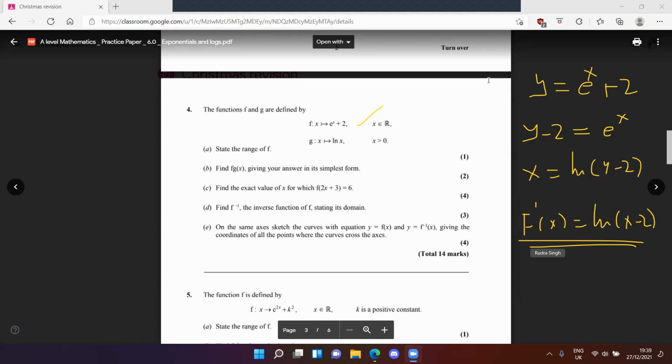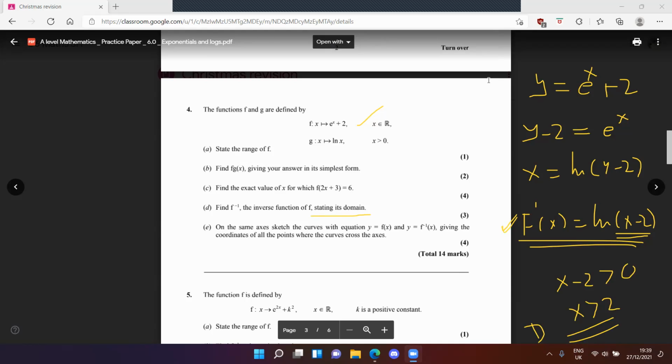Now what is it saying? It's saying to state its domain. So for the domain, you can see here x minus 2 must always be positive. So x would be greater than 2. So that's the domain of this new function. x must always be greater than 2.